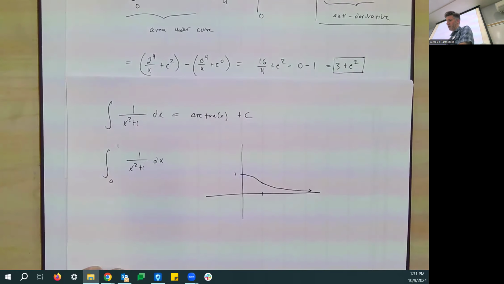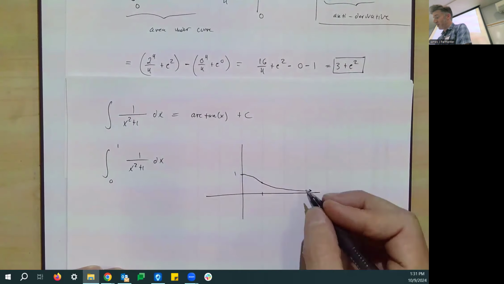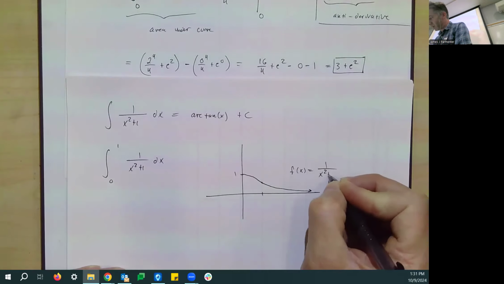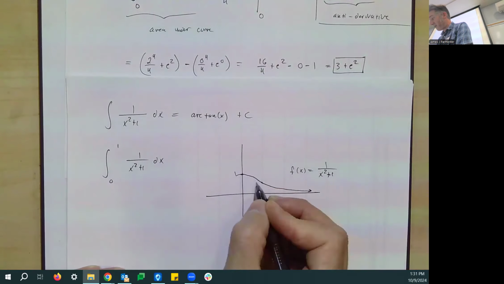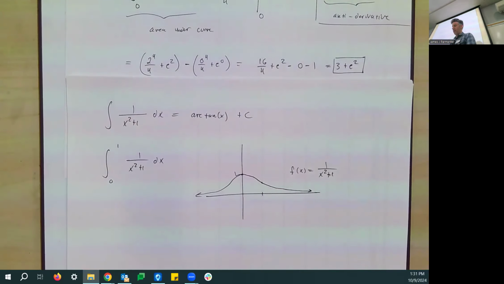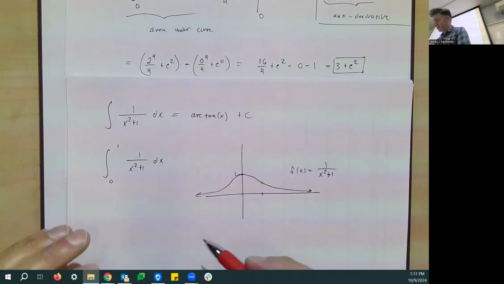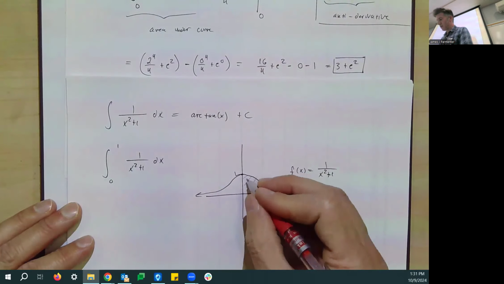It looks vaguely like that. There's the left half of your 1 over x squared plus 1 function. Maybe I should label it. That's a good idea. There's the right half, there's the left half. I want the area under this curve from 0 to 1. So it should be all that.